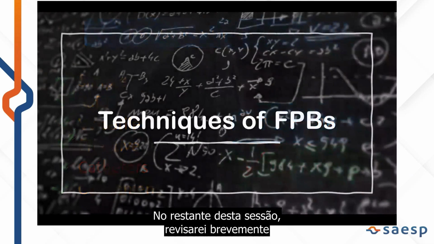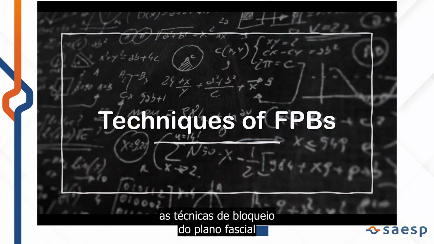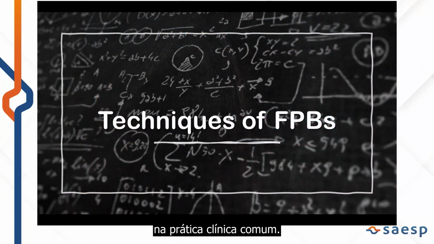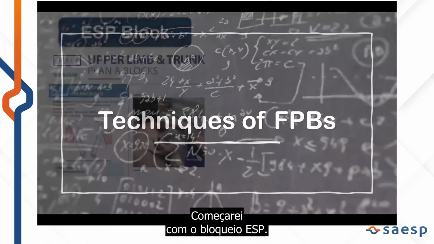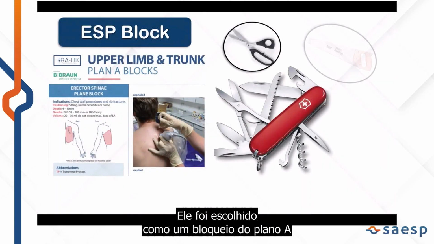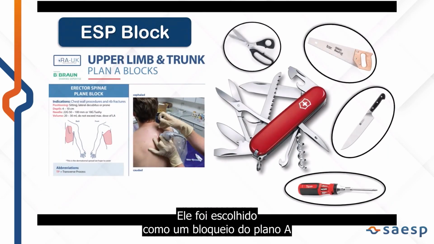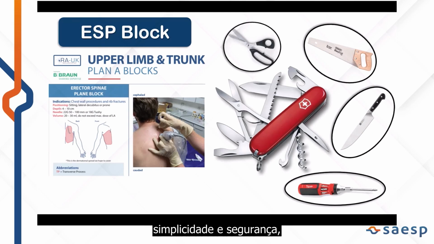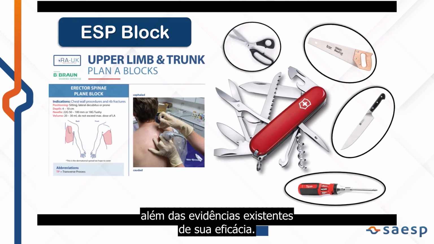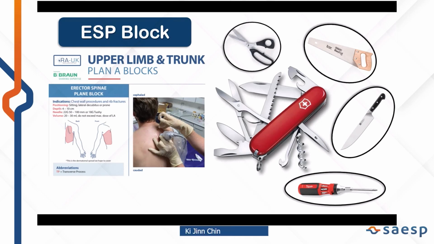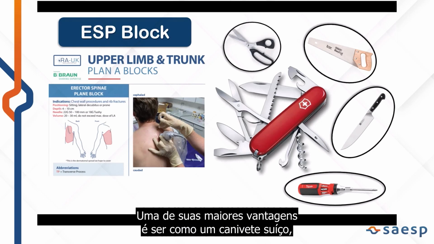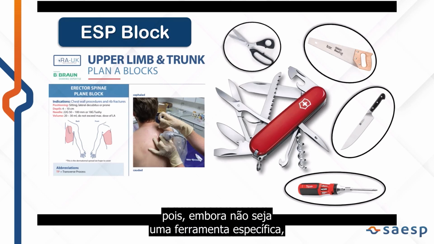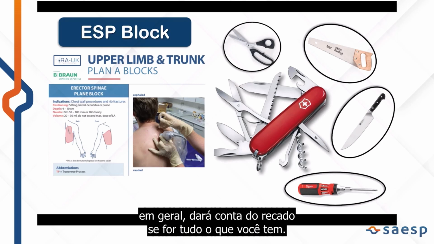Now, in the remainder of this session, I'll briefly review the techniques of fascial plane blocks in common clinical practice. I'll start with the ESP block, and this was chosen as a Plan A block for the thorax, really because of its relative simplicity and safety, as well as the existing evidence for its efficacy. One of its biggest advantages, however, is that it's like a Swiss knife. While it may not work as well as a specialized tool, it'll generally get the job done if it's all you have.